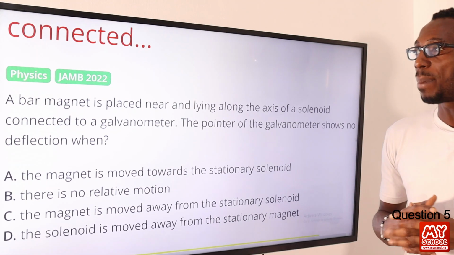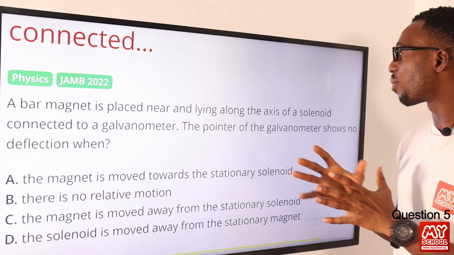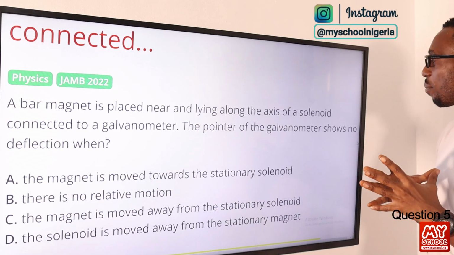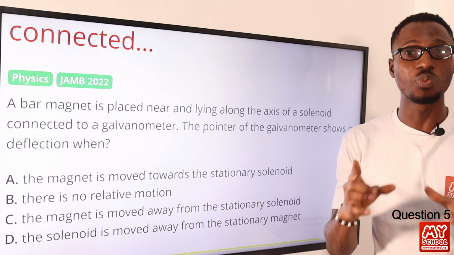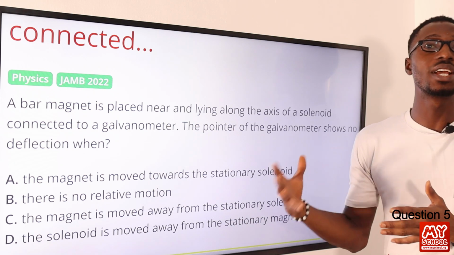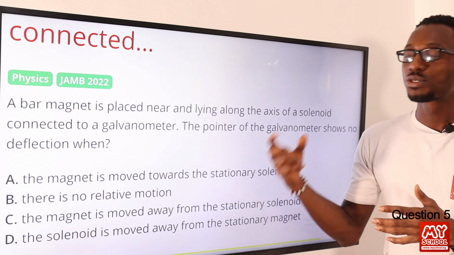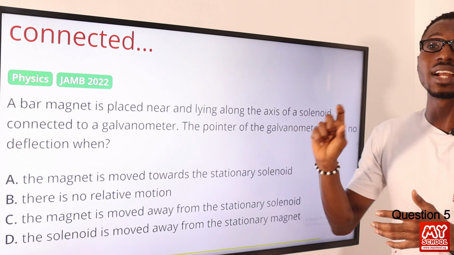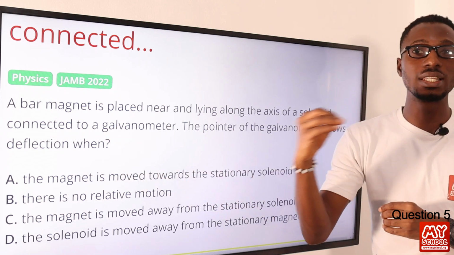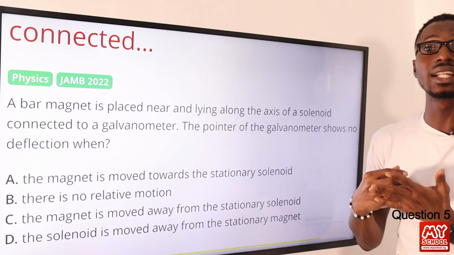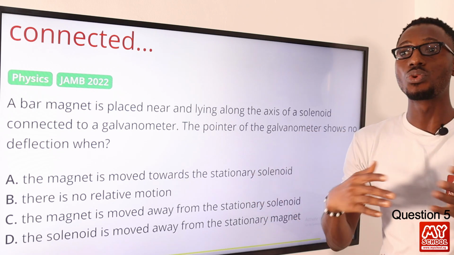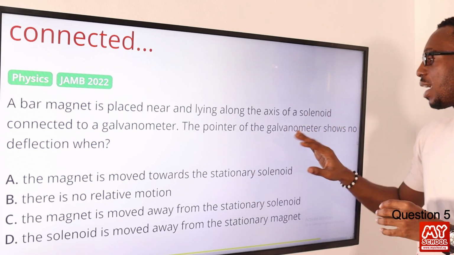5. A bar magnet is placed near and lying along the axis of a solenoid connected to a galvanometer. So the pointer of the galvanometer shows no deflection when what happens? The deflection we actually notice on the galvanometer is due to the presence of electric current in the coil. So when there is relative motion between the magnet and the solenoid, you are going to notice a deflection. That movement can be that the magnet is moving towards the coil, or moving away from it. So that movement will influence a deflection in the galvanometer.